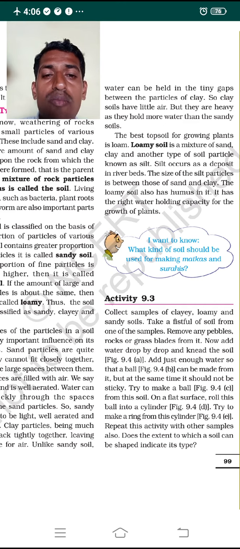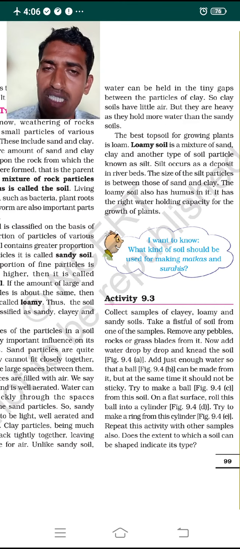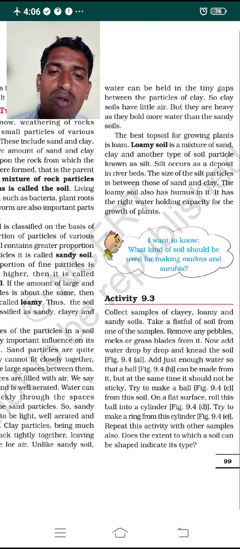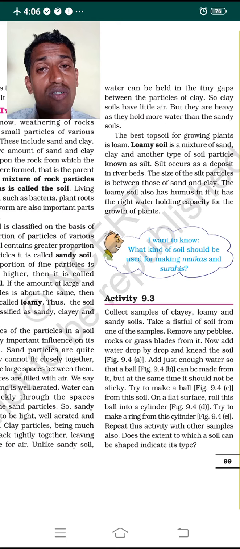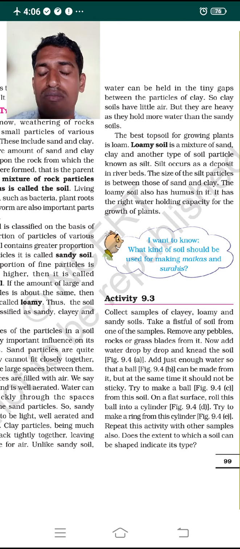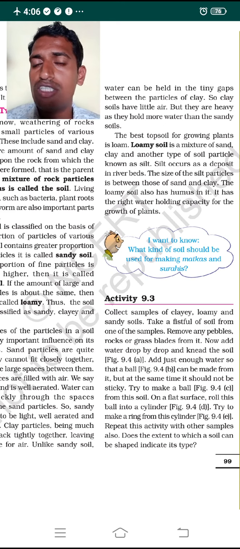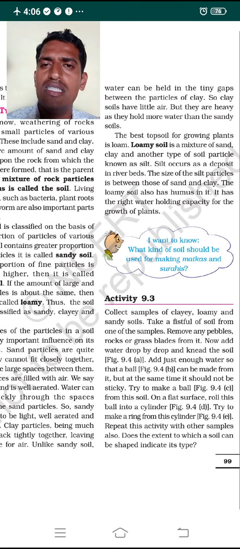The loamy soil also has humus in it, so it has the right water holding capacity for the growth of plants, meaning not more, not less, an average amount of water it can hold for the growth of the plants.